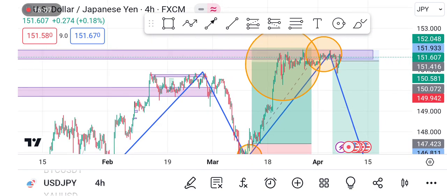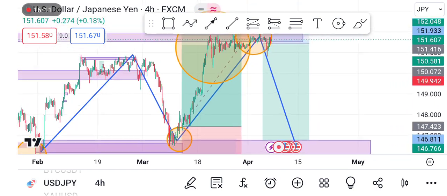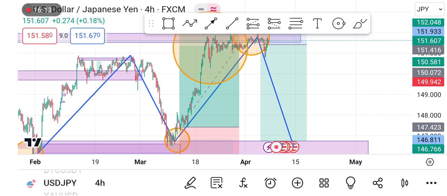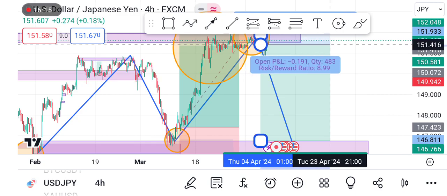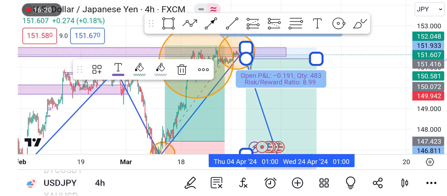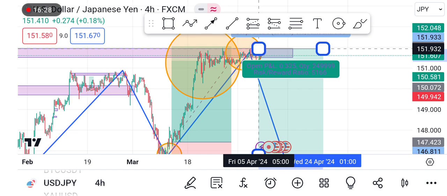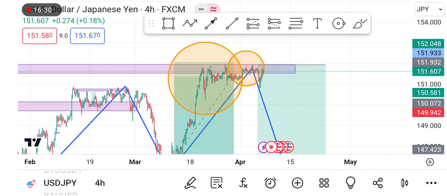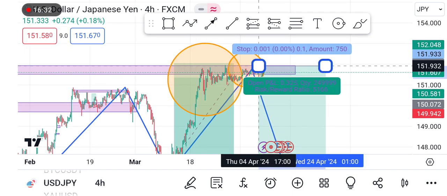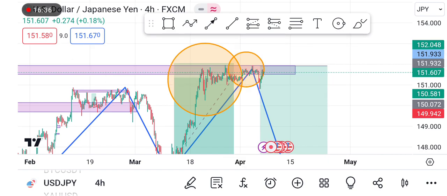So what do we expect? We expect price to make its way down again. So for example, we take this trade. This trade is actually a 1:8 risk to reward ratio, moving our stop loss a bit higher.